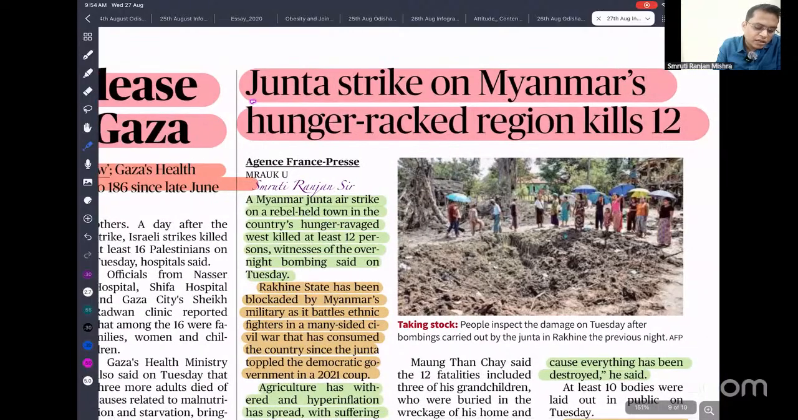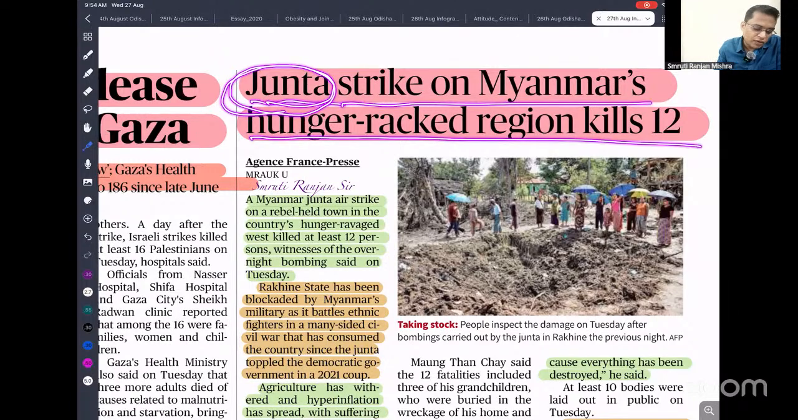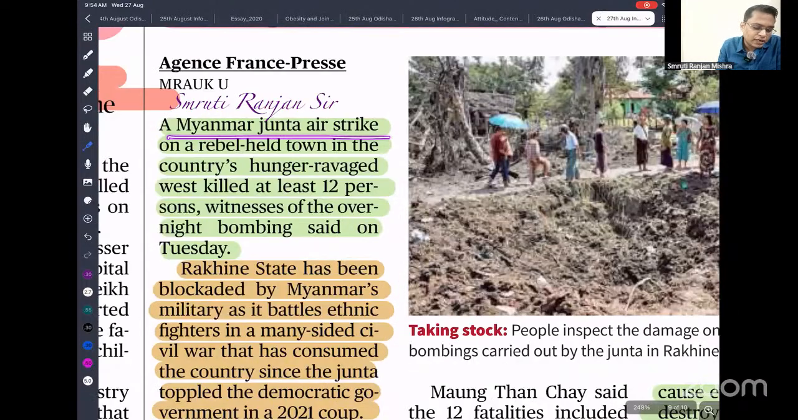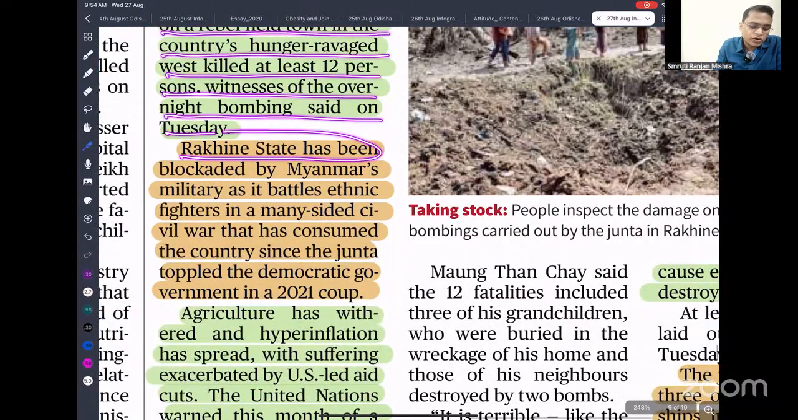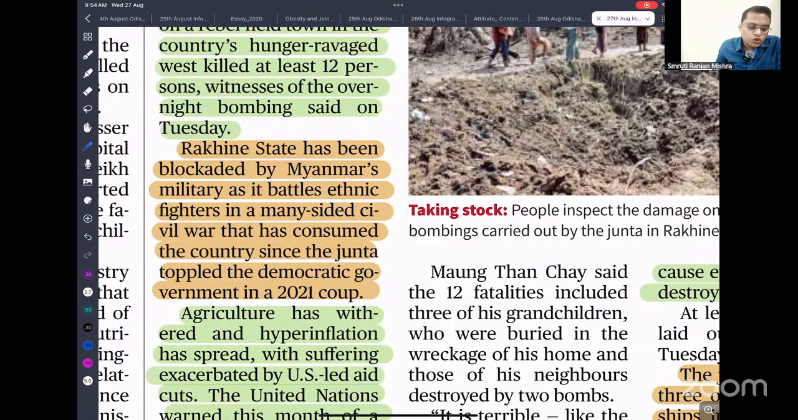So next is Junta. The Junta is actually the military ruler of Myanmar. A strike on Myanmar's hunger-racked region killed 12. So Myanmar Junta strikes a rebel-held town in the hunger-ravaged country, killing 12 persons, witnesses said of the overnight bombing on Thursday. So Rakhine State is located on the western side of Myanmar, where Rohingya migrants are basically staying.